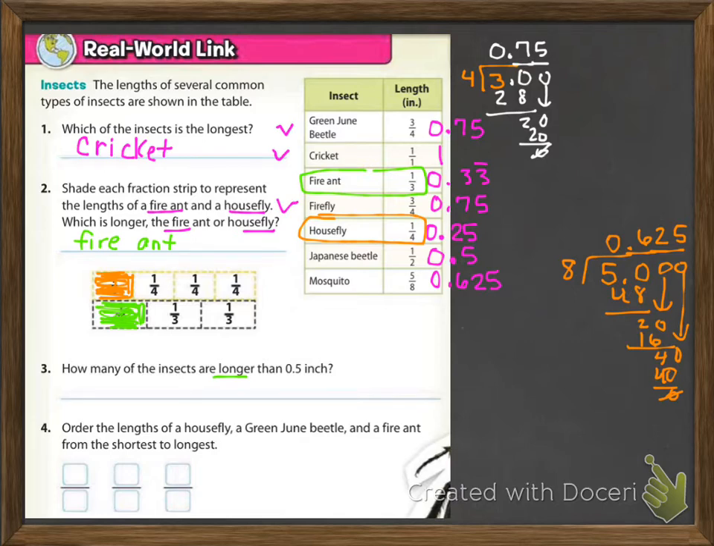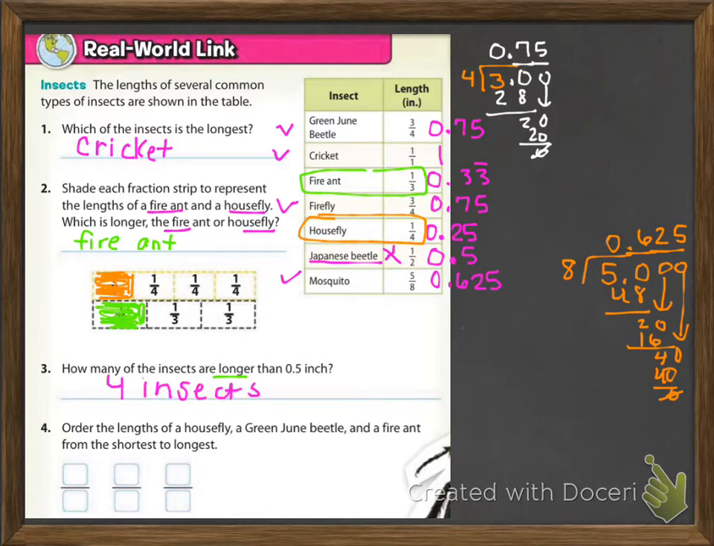Now it says longer than 0.5. So notice the Japanese beetle, that can't be because it is 0.5. So don't get tricked there. And the mosquito is. So now for your answers, you're going to list green June beetle, cricket, firefly, and mosquito. And that would actually be 4 because it says how many of them. So you're going to write 4 insects right there.